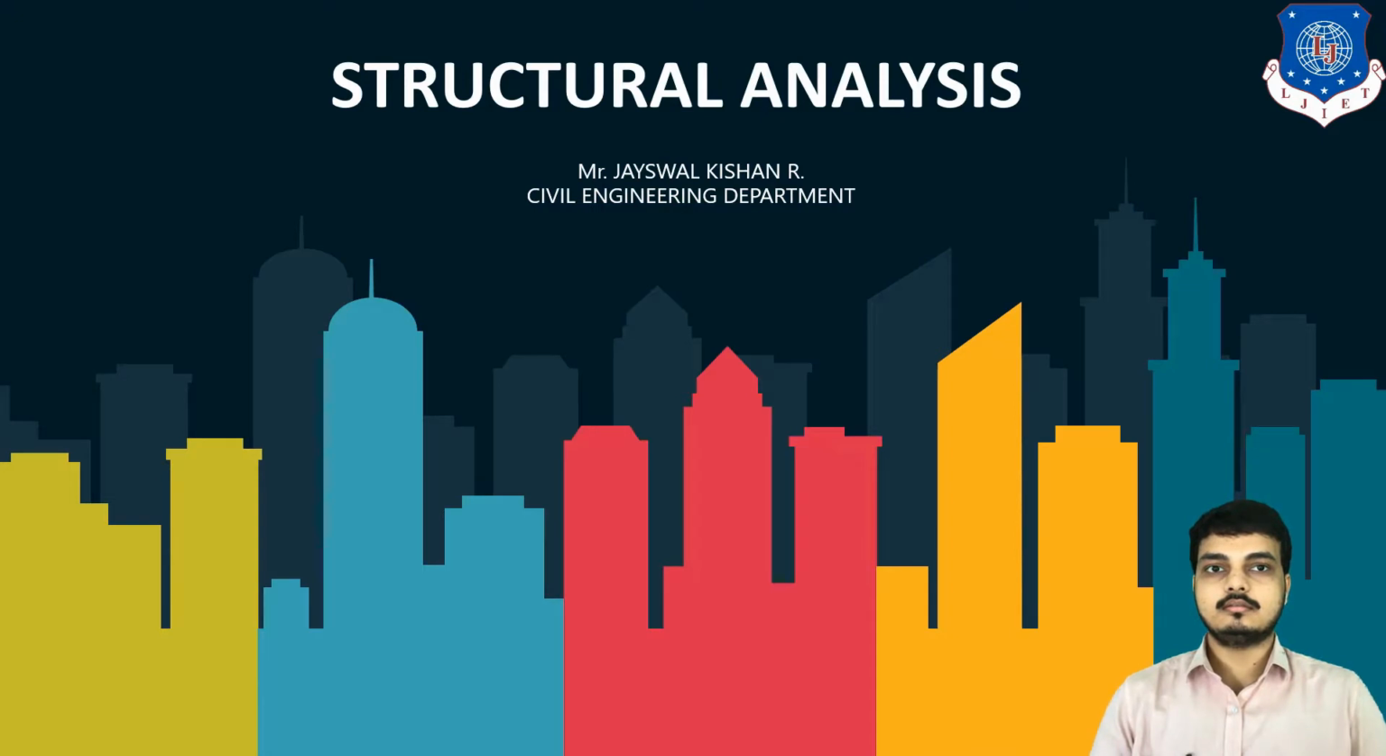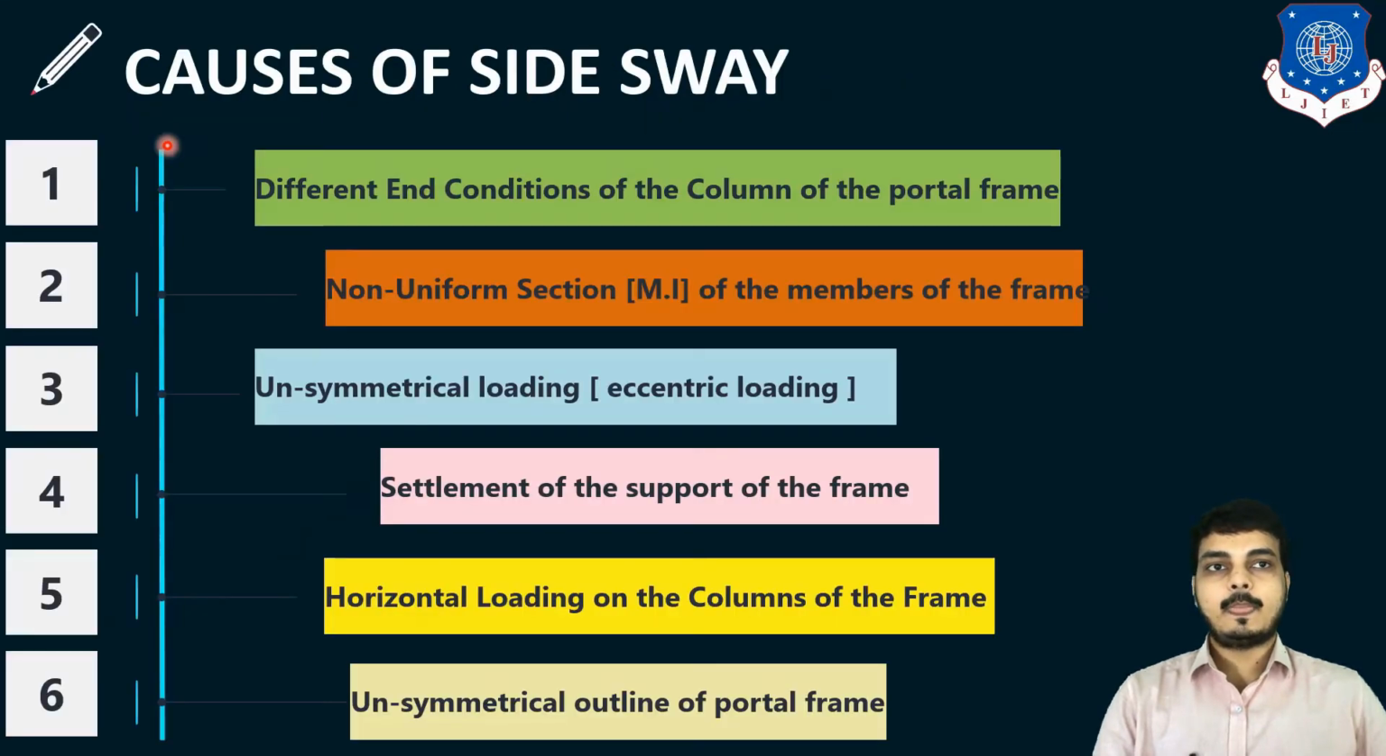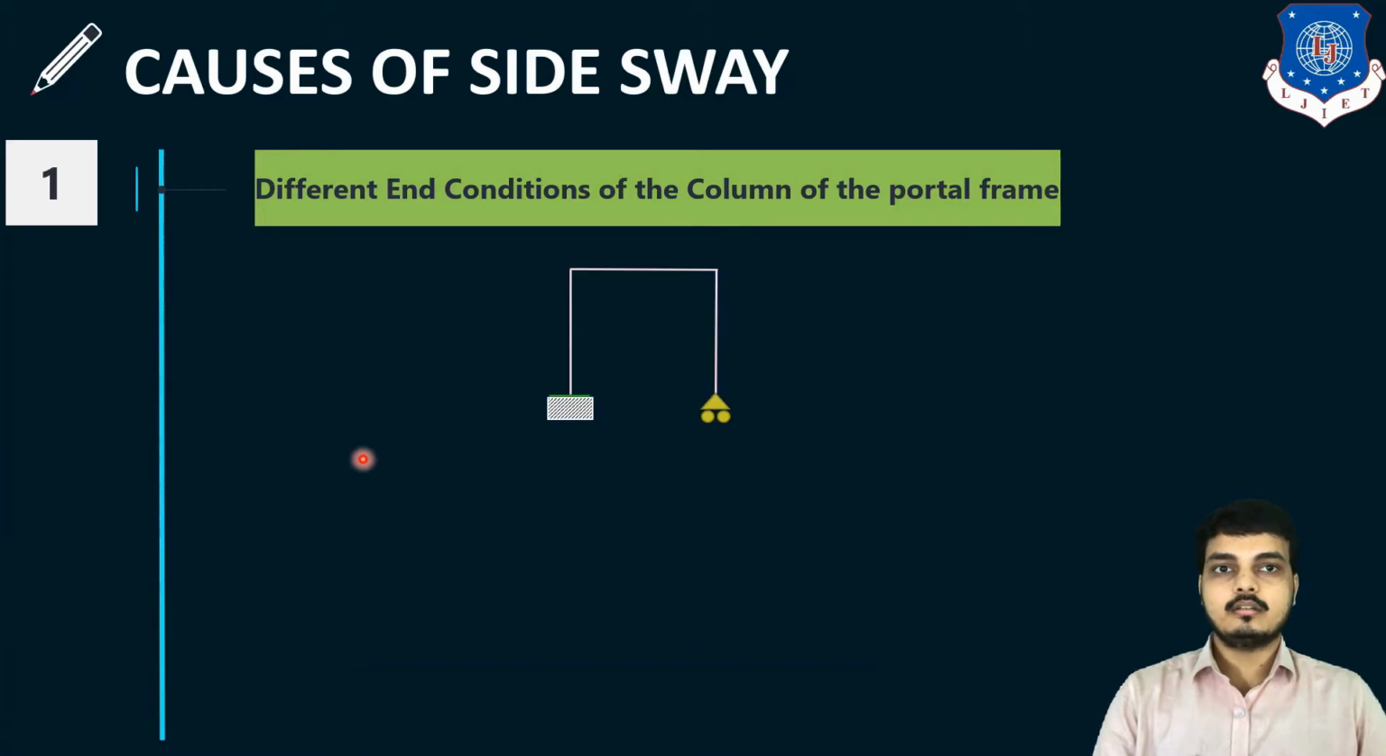Let's start our session. In today's session, we will be learning some theories and concepts on sway in the slope deflection method. Sway is nothing but a displacement which applies on a frame. So let's study its concept. There are some causes of side sway. These are the list of points by which we can rectify whether sway is occurring on the frame or not. We will be studying the conditions one by one. So let's see what these are.